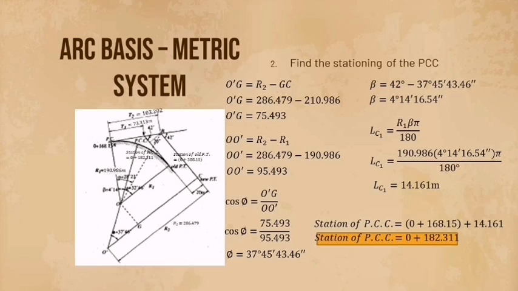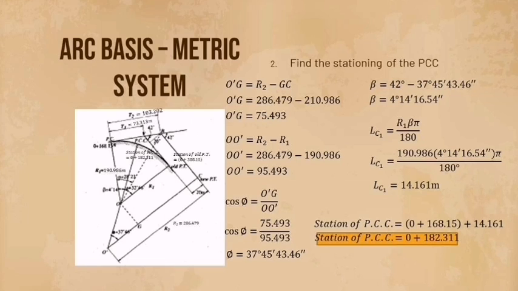For the OO, our formula is R2 minus R1, which is radius 2 minus radius 1. So our radius 2 is 286.479 minus the R1, which is 190.986. If we subtract them, we will get the answer of 95.492.